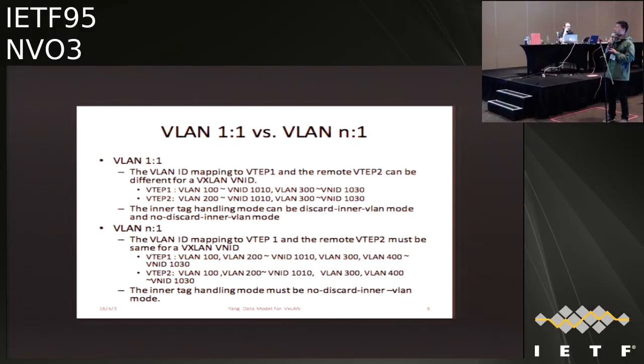And the second difference is the process for the inner tag handle mode. For VLAN 1.1, the inner tag handle mode can be discarded in the VLAN mode and not discarded in the VLAN mode. But for VLAN N.1, the inner tag handle mode must be non-discarded in the VLAN mode, because if it is configured as discarded in the VLAN mode, the data transferred to the remote VTEP 2, the VTEP 2 doesn't know how to transfer this packet to the destination host.